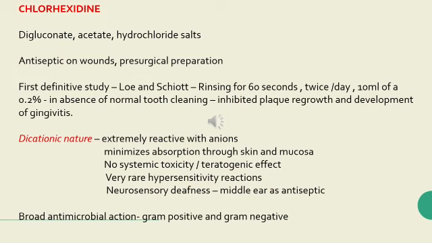Because of the dicationic nature of chlorhexidine, that is two cations, it is extremely reactive with anions. I hope you remember your basics, anions and cations. Because of this, it minimizes absorption through skin and mucosa, with no systemic toxicity or teratogenic effect, very rare hypersensitivity reactions, and very rare neurosensory deafness if it is used as an antiseptic in the middle ear. Because of all these properties, chlorhexidine is one of the best antimicrobial agents, or chemical plaque control agents, we have till date. And even better, it is a broad-spectrum antimicrobial agent, that is, it can act on both gram positive and gram negative bacteria.